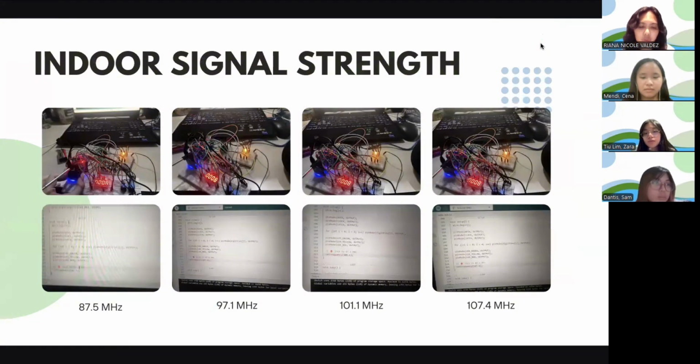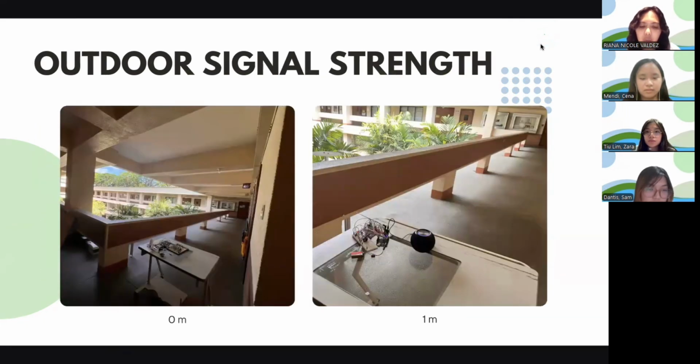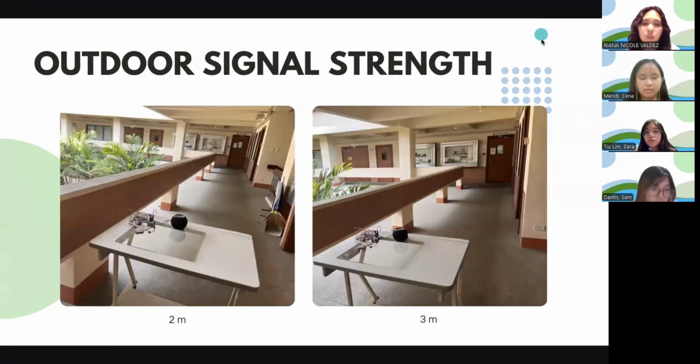Testing was performed in 2 environments, indoors and outdoors. For indoor testing conditions, it was conducted in the Ateneo University dormitories, where the system recorded the RSSI readings to show how strong the signal is for the following frequencies in megahertz. For outdoor conditions, this was conducted in Fowler Hall, 3rd floor, where the receiver signal strength was compared at an initial reference point to different distances at 1 meter intervals: 0 meters, 1 meter, 2, and 3 meters.